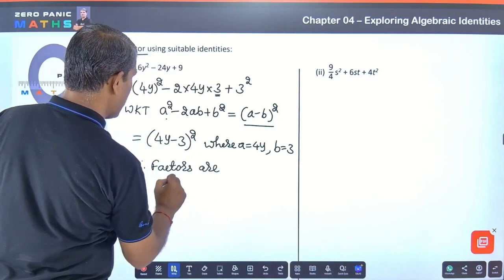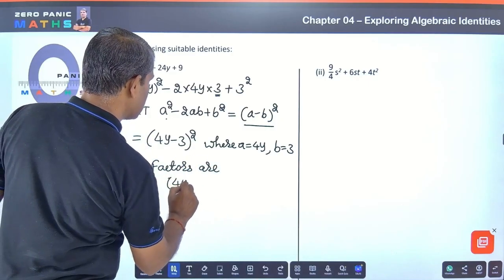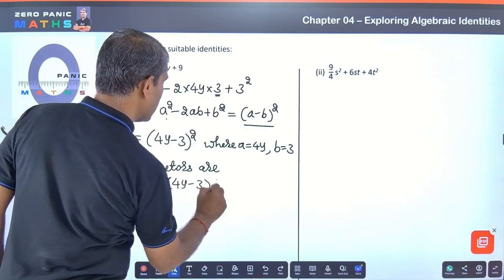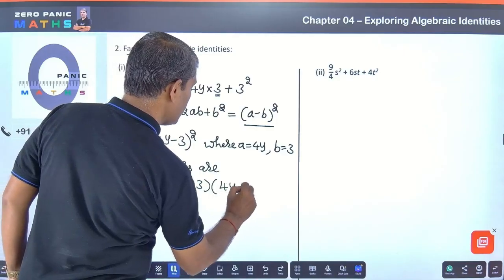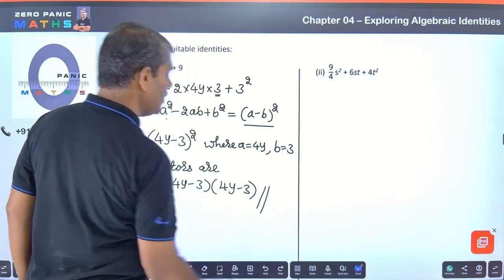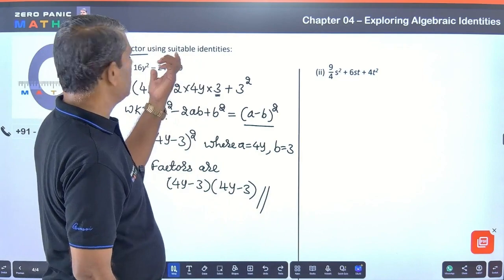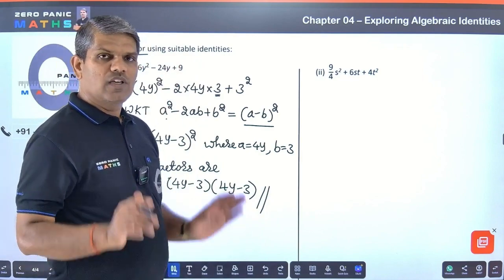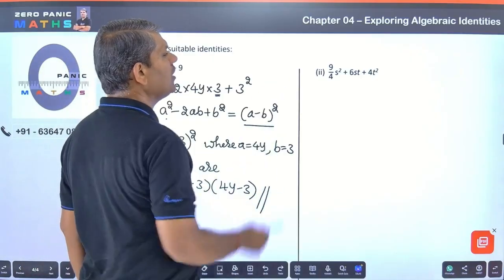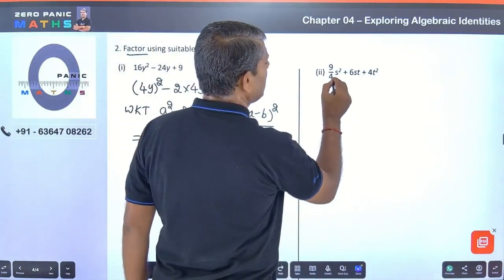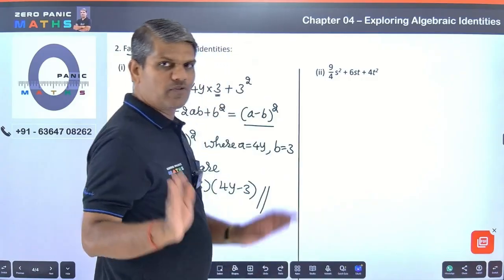If there is a square here, we have to write the same value twice, and those are the two factors which are equal to each other. So these are the two factors of this algebraic expression. You understood this, right? The similar thing we will do here also. It is in the a square plus 2ab plus b square format now.